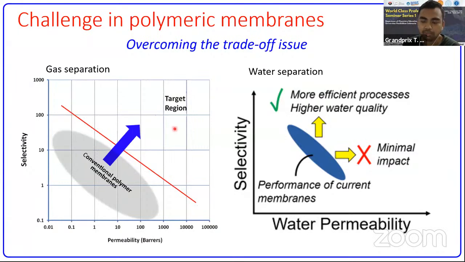But in the practical use, we would like to be in this region. We would like to have a high selectivity as well as high permeability. But if we use the pristine polymeric membranes, we could not achieve this target region. The same case also appeared in the water separation. As you can see here, it also exhibits the trade-off issue. We cannot have high selectivity with high permeability. So we have to choose between one of the two factors.